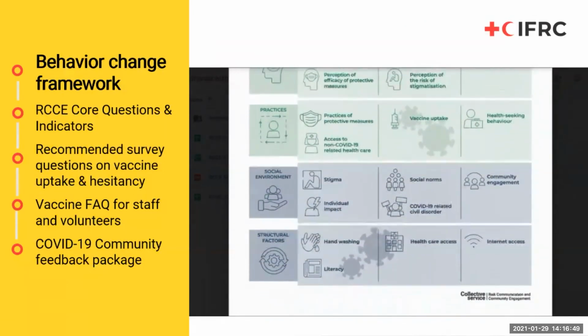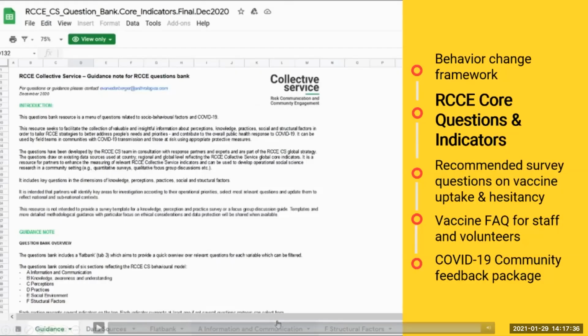It was developed by the Risk Communication and Community Engagement Collective Service. So not just I4C, but UNICEF, WHO, and GOARN. And it is linked to the global RCCE strategy, and it provides 6 dimensions that are most relevant for understanding the impact of communities' perceptions, of social and structural variables, of communities' knowledge and practices on the uptake of positive health behaviors. And in order to understand these dimensions and in order to collect the information that we need to understand these dimensions, there is a question bank.